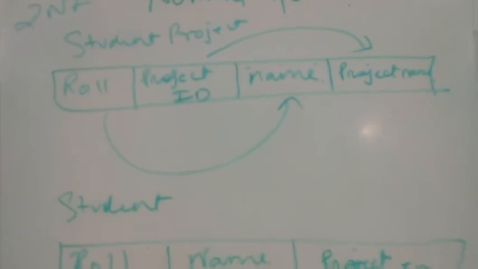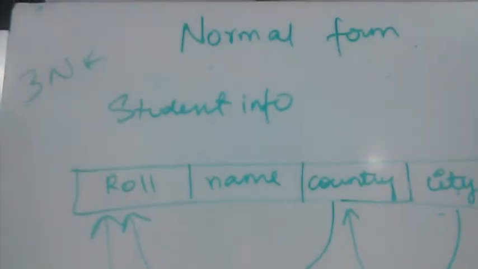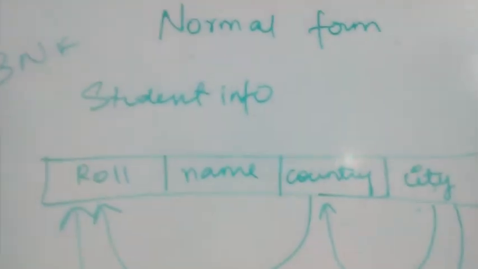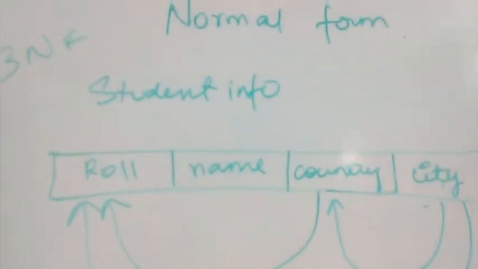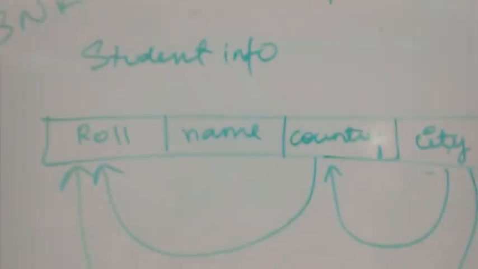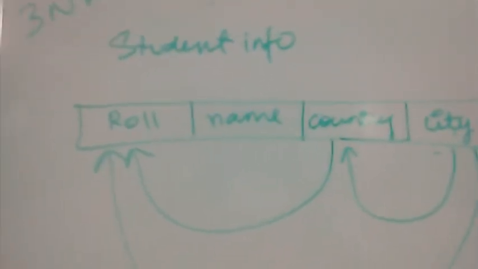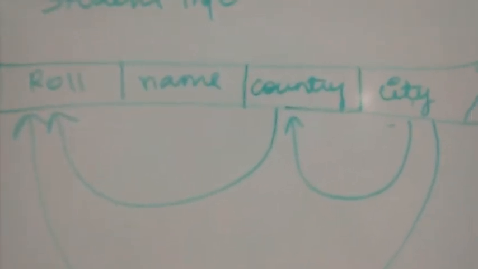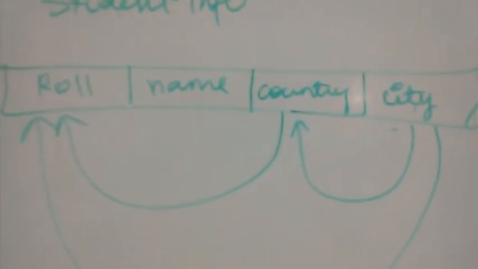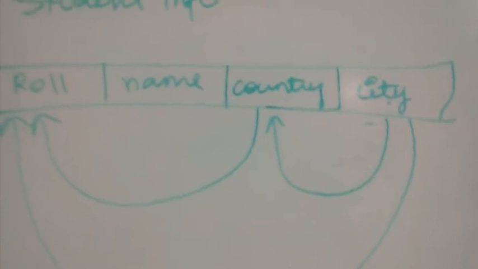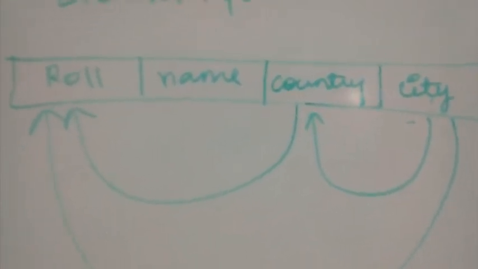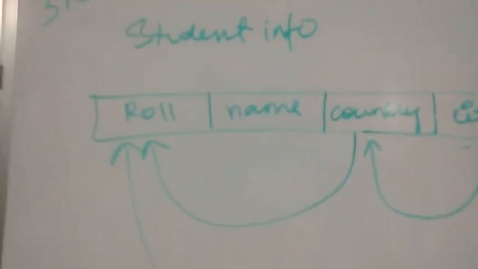Now we are going to see what is the third normal form. For a relation to be in third normal form, it should be in second normal form, and there should not be a dependency which is transitive. Here you can see that in the student info table, the country is dependent on the roll number, and the city is dependent on the country. So this should not be there in third normal form.